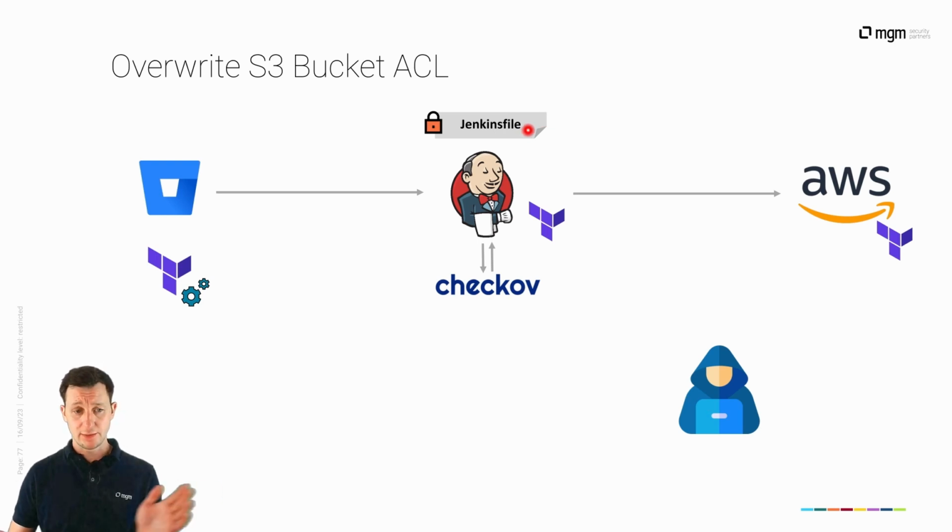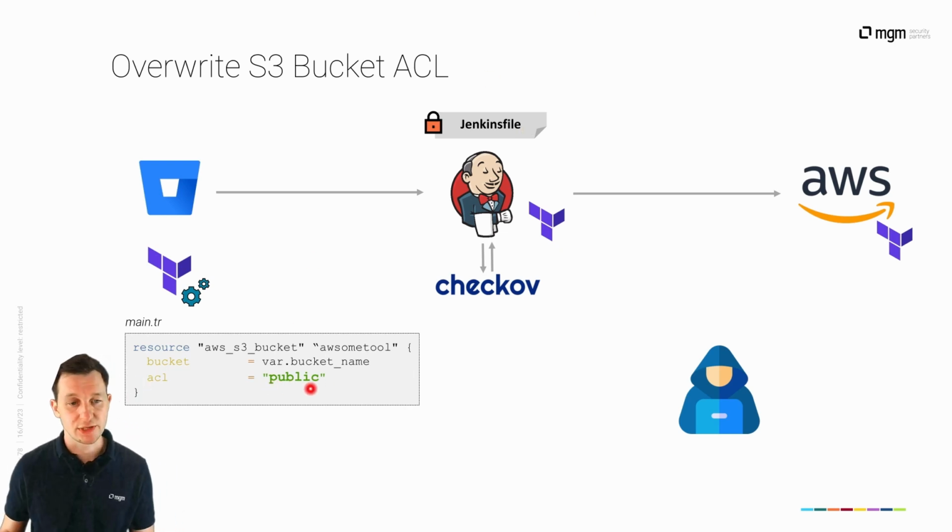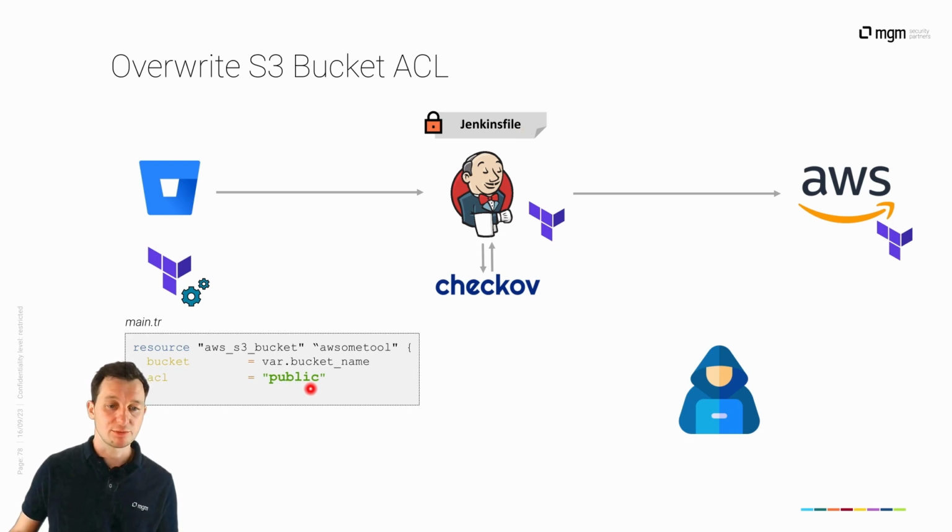Well, he could try to make the S3 bucket in the configuration public, right? So he would try to make it public, commit it to the repository and push it. And then the pipeline would run, Checkov would run, and Checkov would decide, no, making it public is not a good idea. So the Checkov check fails here, right? Okay, so he cannot do anything.